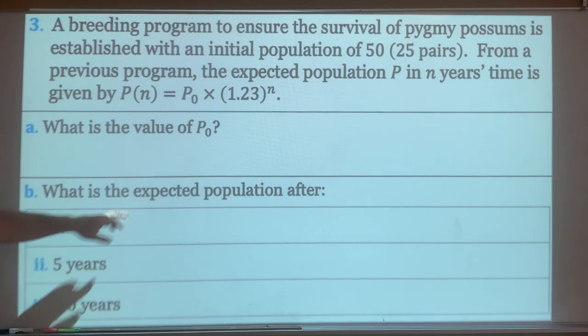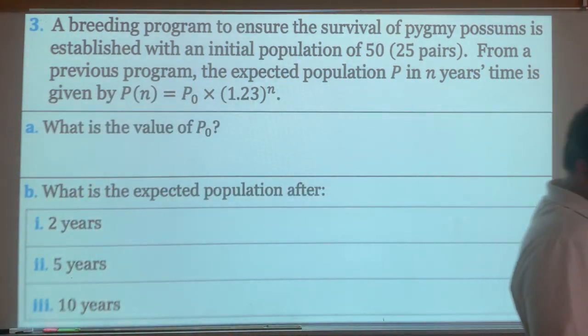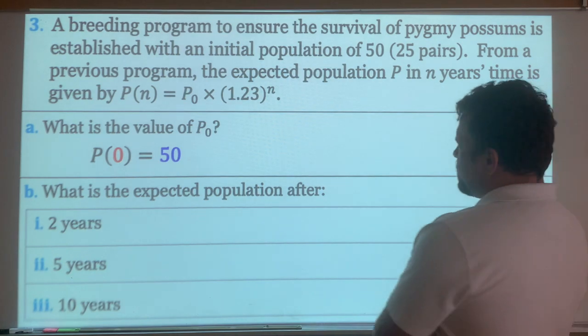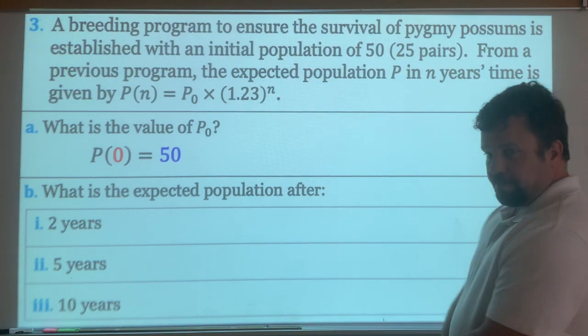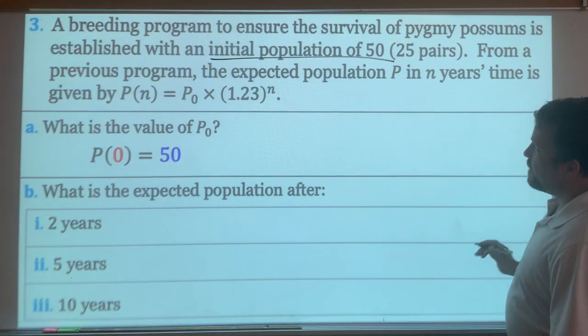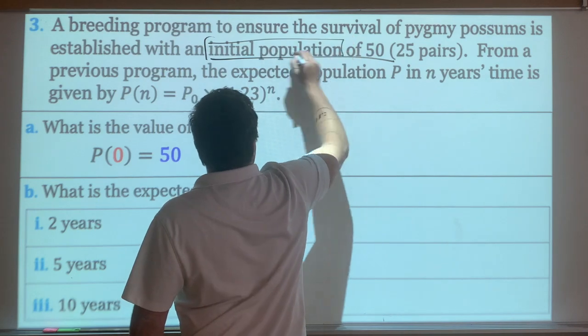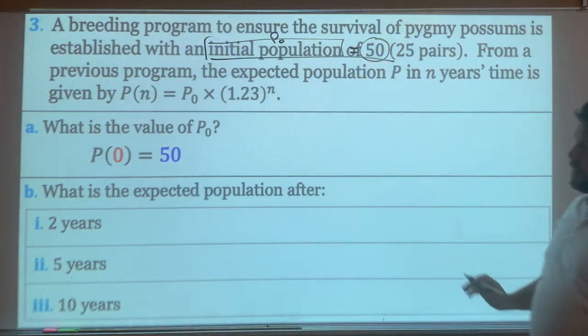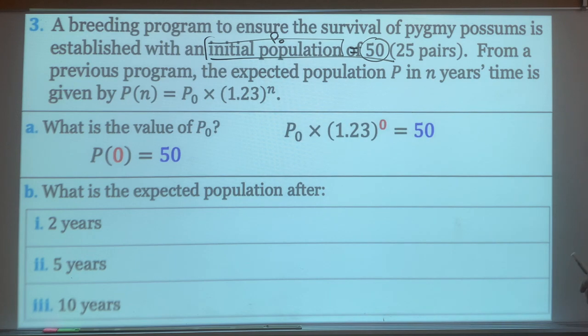What is the value of P0? P0 is the initial amount, when N equals 0. So P of 0 equals 50. The initial population is 50. How do I know it's 50? Anyone? Because it says it: initial population of 50. Initial population is the same as P subscript 0. Pretty easy, right? I can also find it because P0 times 1.23 to the 0 power equals 50, so P0 times 1 equals 50. The original population is 50. Got it? Boom, boom, boom.